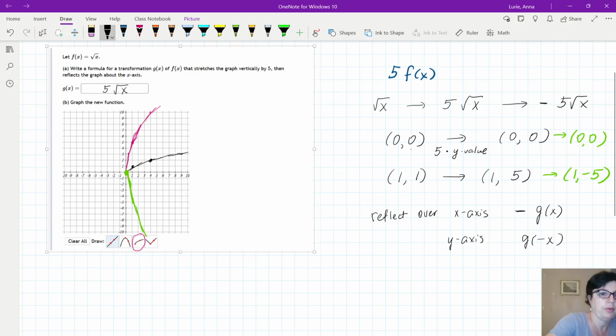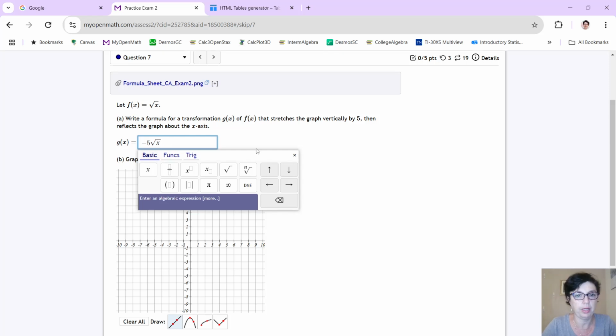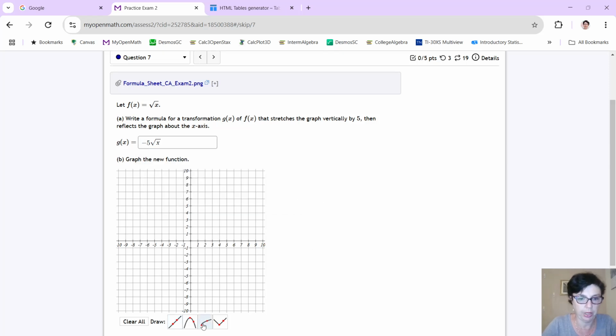Okay, so I think I'm ready to answer. And of course, over here, I have to put a minus. So let's put that here: negative 5 square root of x. And then we are choosing this guy. We are starting at (0, 0), and we also want to go through (1, negative 5). Yep. And then just to check, at 4, we're supposed to go through negative 10, which makes sense.